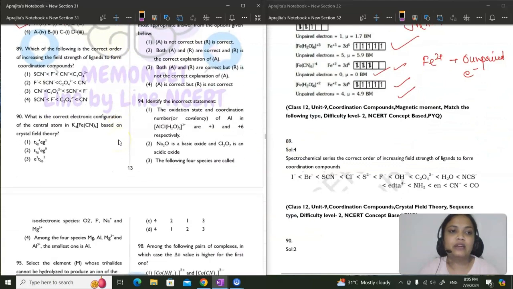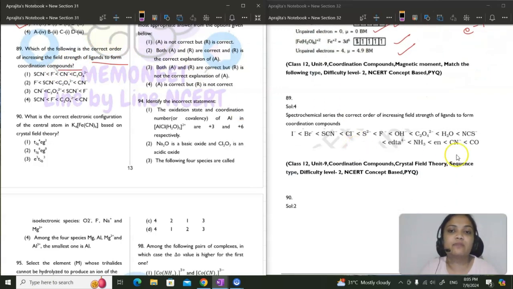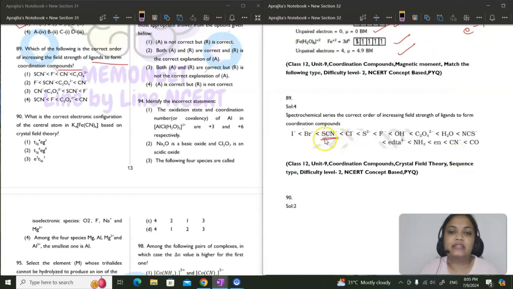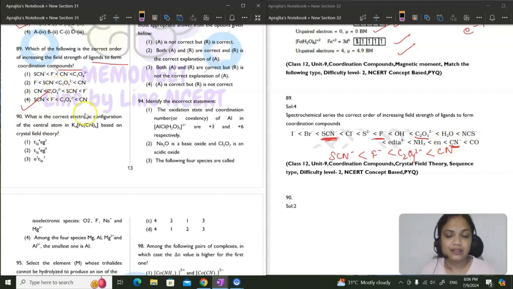Next question number 89. Students, which of the following is the correct order of increasing field strength? So again, increasing field strength, look at the spectrochemical series. Okay, so thiocyanate, SCN, is there, fluoride is there, cyanide is there, and C2O4, oxalate. So just look at this order. So it will be thiocyanate, then fluoride, then C2O4 2-, and then CN-. Okay, so the order is option number 4. This is the correct order.